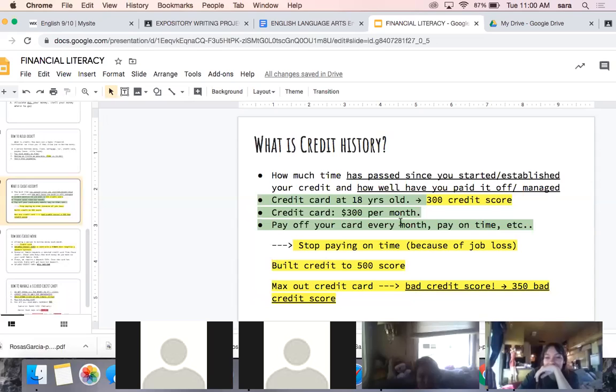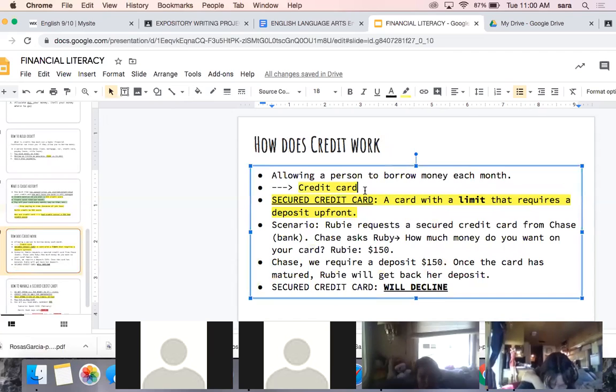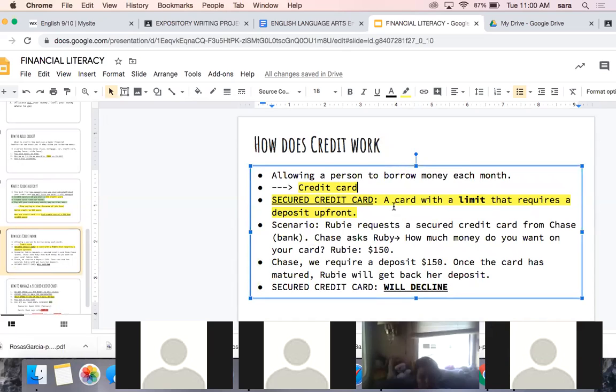So yeah, make sure that you're paying back your stuff. You're not just borrowing money and not doing anything with it, or just wasting it away. Okay, with that, I wanted to talk to you guys about a secured credit card, which is just a kind of credit card. It's a card with a limit that requires a deposit up front.